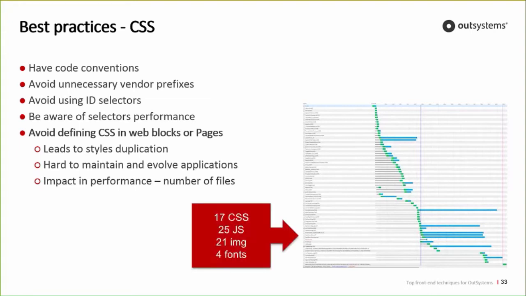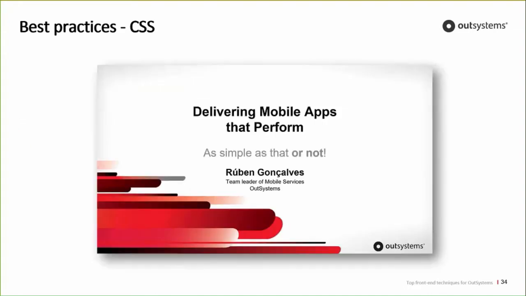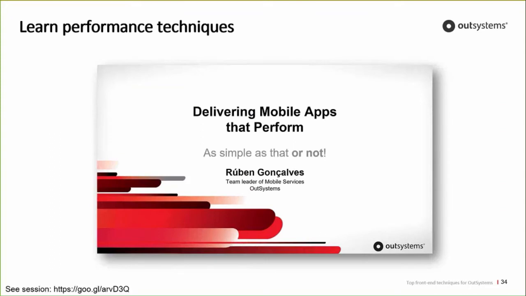So in this example, and this is fairly common, we have 17 CSS files, 25 JavaScript, 21 images, and 4 fonts. This will have a huge impact, especially when we are accessing through a mobile device using a non-Wi-Fi network. You can learn some performance techniques if you review the session that was presented by me in NextStep 2015 entitled Delivering Mobile Apps That Perform.